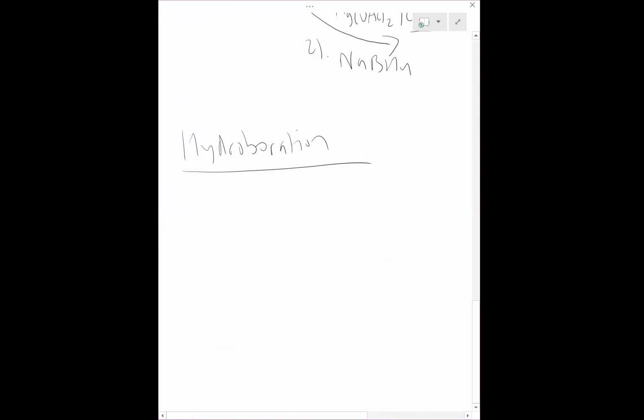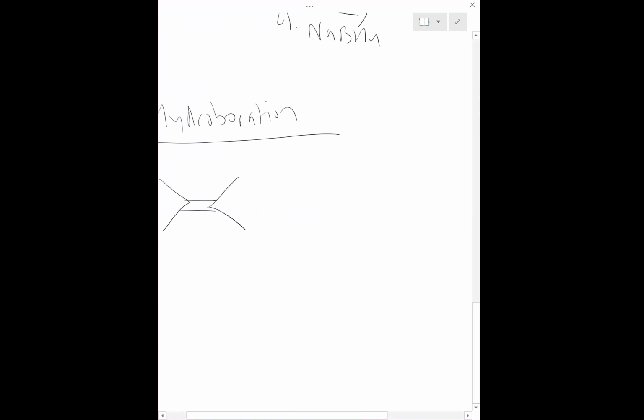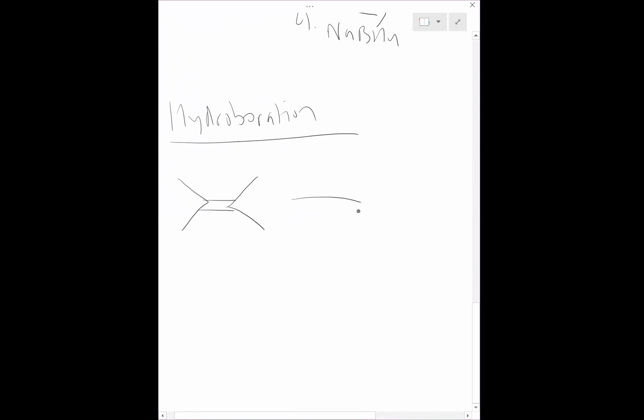So let's go over this one. Let's say we have a double bond now that looks like this. If you add BH, again, this is a two-step one. Step one, BH3.THF. Step two, H2O2/OH minus. Now this is the key.